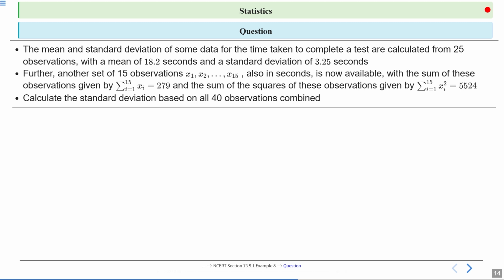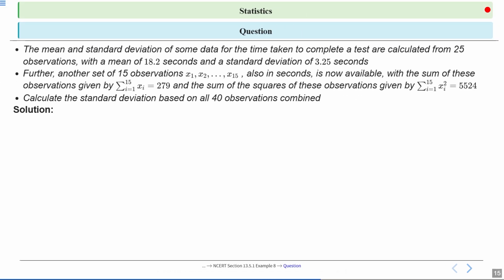With the sum of these observations given by summation i equal to 1 to 15, xi is 279, and the sum of the squares of these observations given by summation i equal to 1 to 15, xi square is equal to 5524. Now calculate the standard deviation based on all 40 observations combined. So first of all, try it yourself. So let's solve this question step by step. So see the solution step by step.